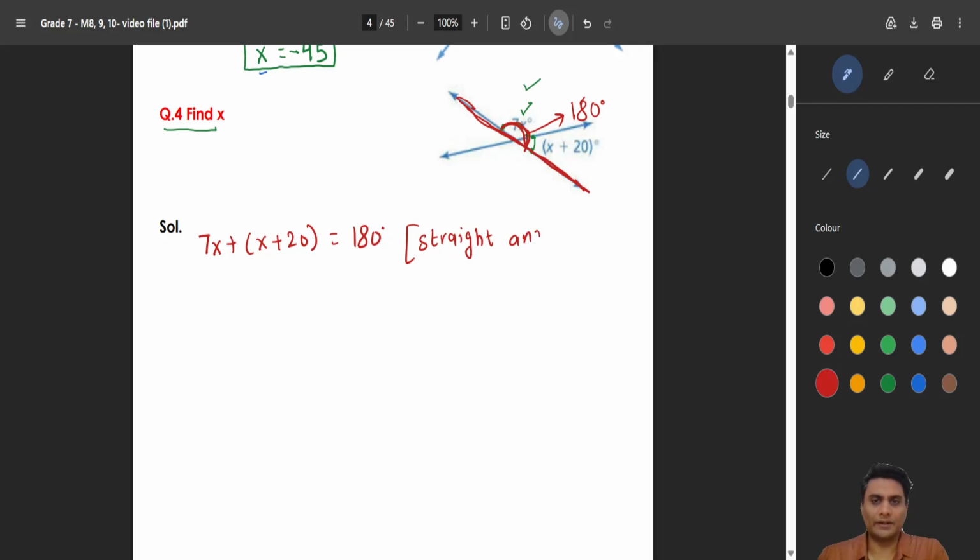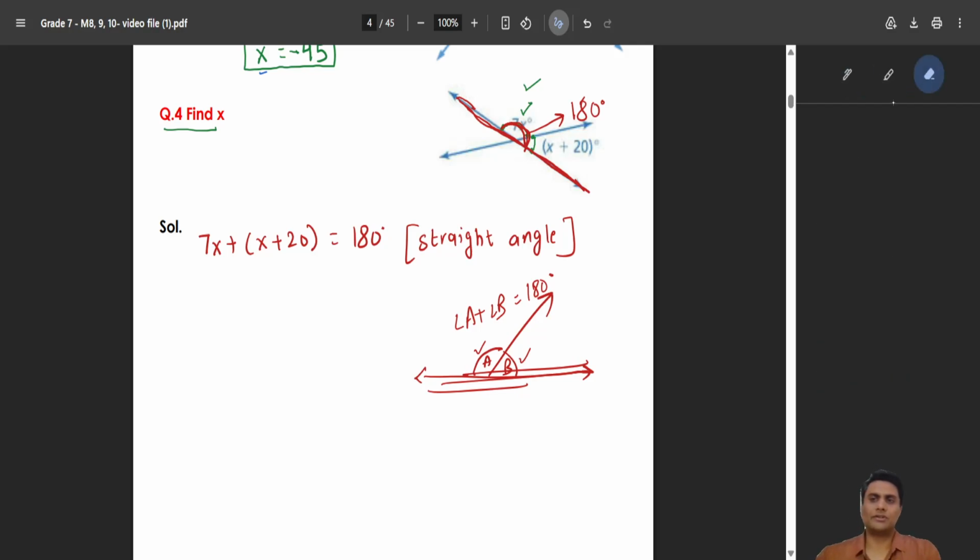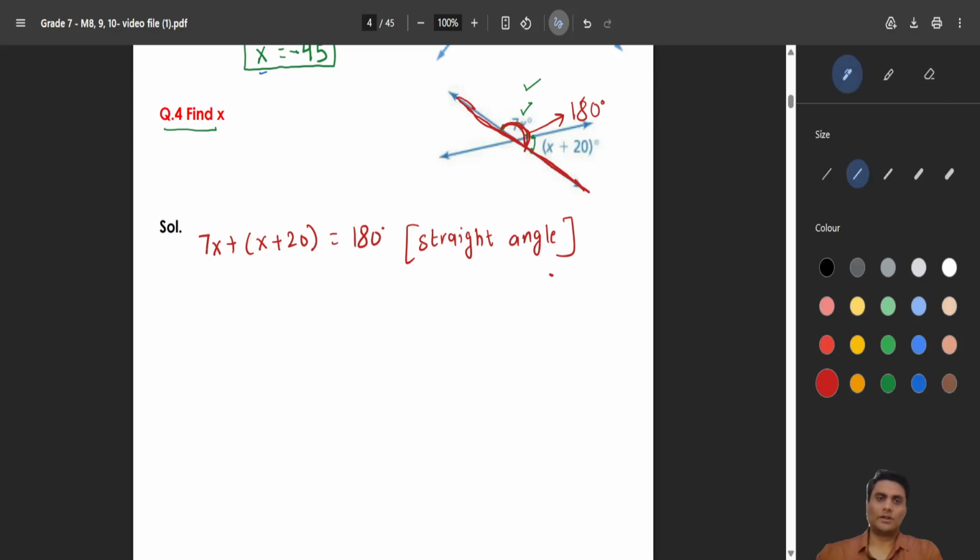Straight angle. What did I tell you? If you have a straight line like this, and there are two angles, angle here A and angle here B, so angle A plus angle B, this one and this one, they will always make 180 degree if this is a straight line. Okay, that is the concept we are using here. Now let us erase this quickly. Now, come back to the question.